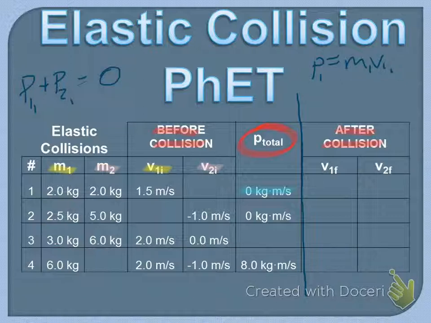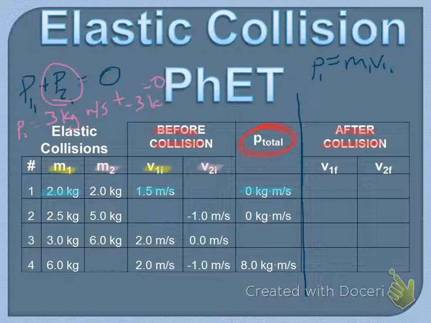And in this case, for object 1, we have 2 kilograms and 1.5 meters per second. So for object 1, we get a momentum of 2 times 1.5, which is 3 kilograms times meters per second. Now that plus the momentum of the other object has to equal 0. So what plus 3 will equal 0? That would be negative 3 kilograms meters per second.